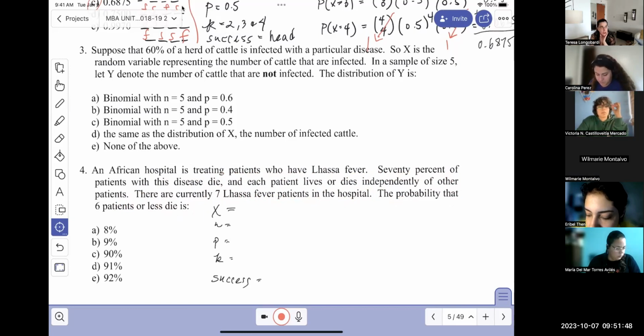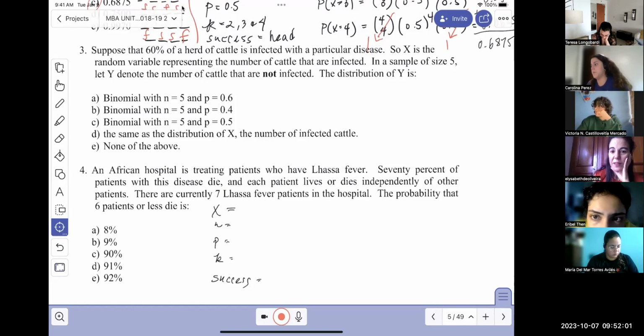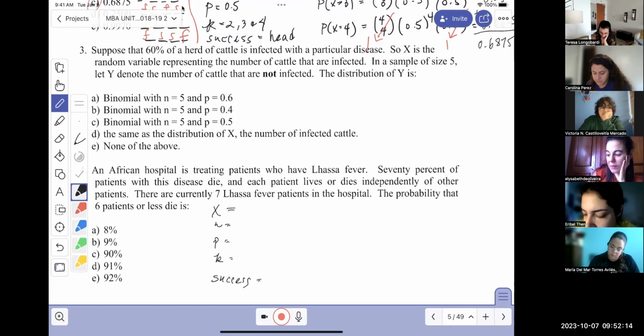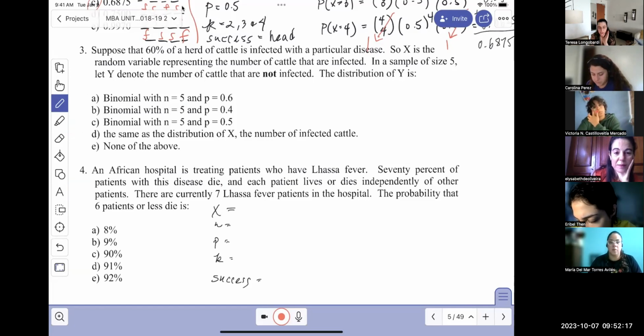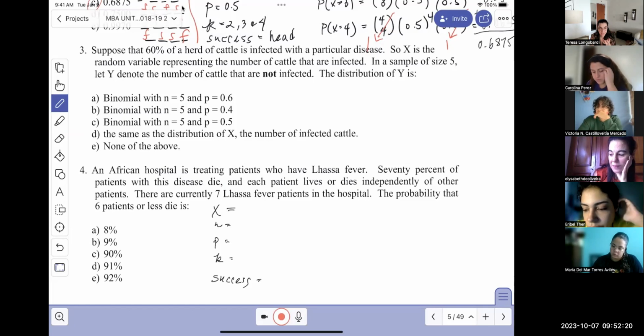Okay, so first of all, what are we looking for repeatedly? Patients with Lassa fever. All the patients have Lassa fever, so that's not it. The patients that die. The ones that die. It's sad, but yeah, that's what we're looking for. So it's not a happy thing. Success is just what we're looking for. It doesn't imply normative value or anything. Okay. So success is unfortunate death.